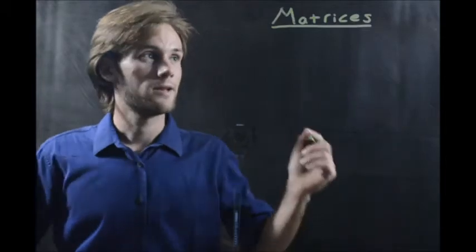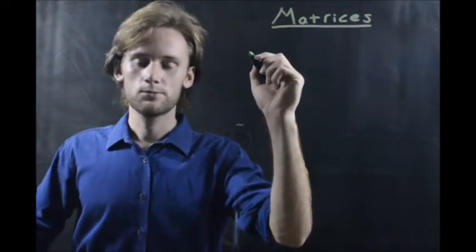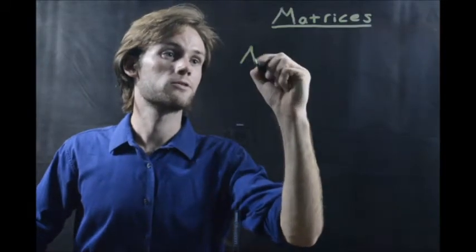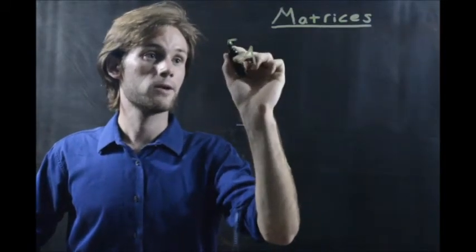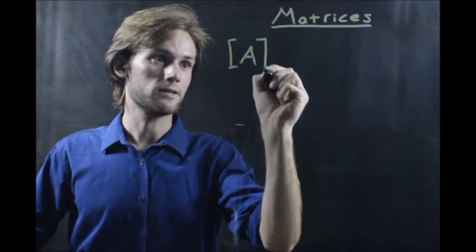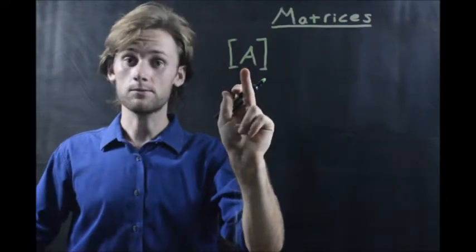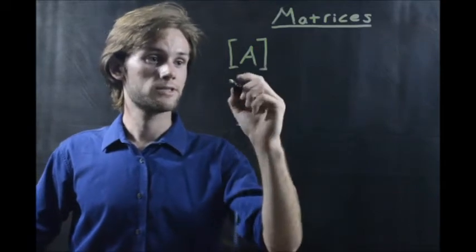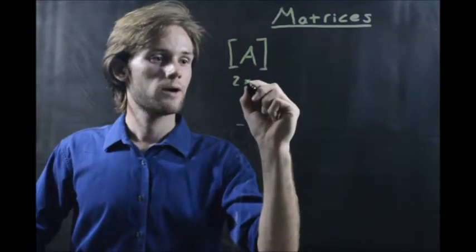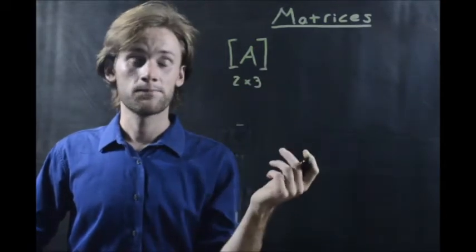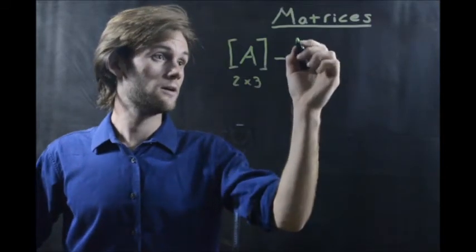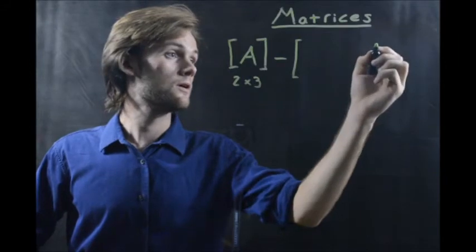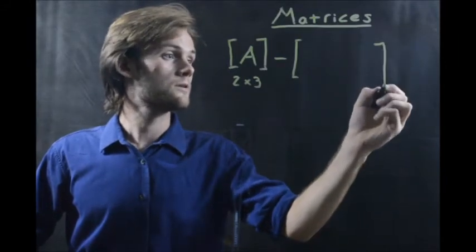Alright, now a matrix is usually titled with a single letter. So I'll call one matrix matrix A. We always put brackets around it like this. Now this letter has to be capital when we're titling it like this. So matrix A, I'm going to say, is a 2 by 3 matrix. So what that means is it's going to have 2 rows and 3 columns.